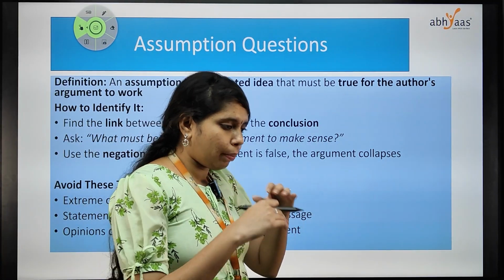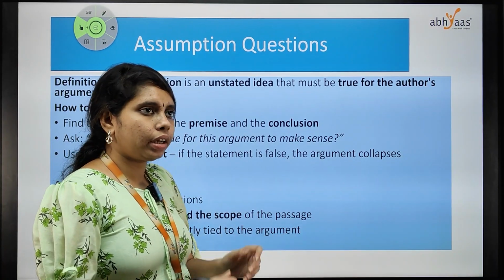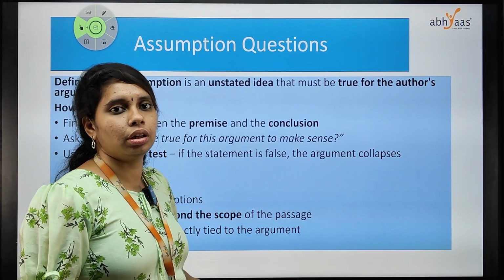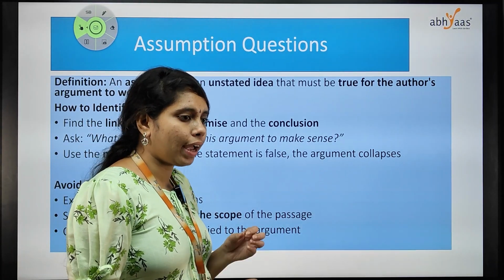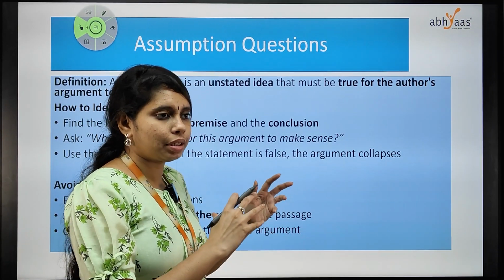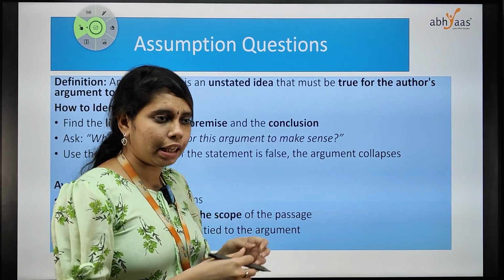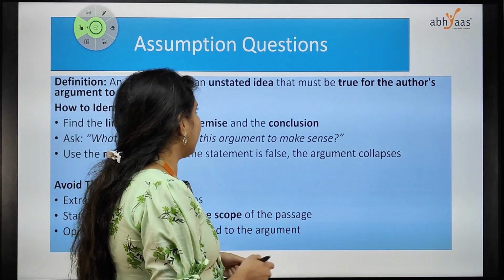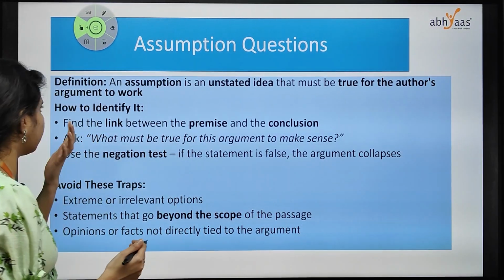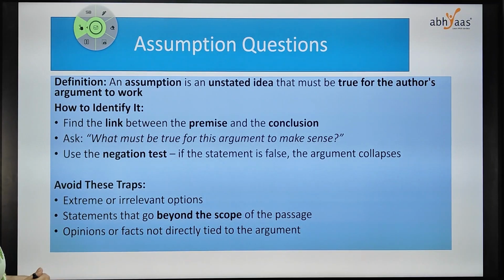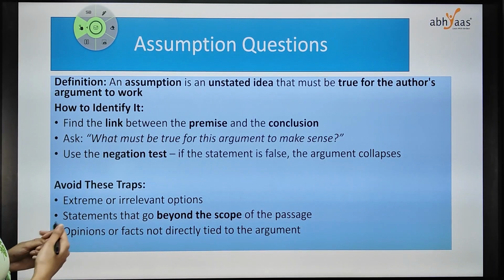See, a passage is given and then under that a question would be framed saying what assumption should the author have had in his mind while framing this particular passage or this particular concept, and there will be four options, right? Okay, so let's look at the definition. It's an unstated idea that is true for the author's argument, in the author's perception.